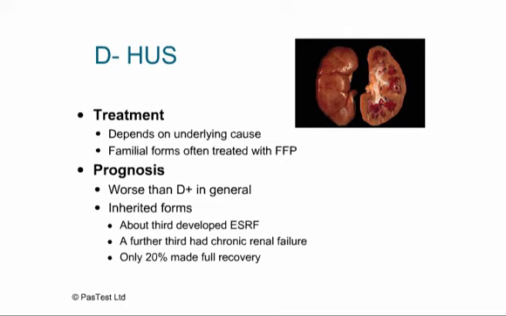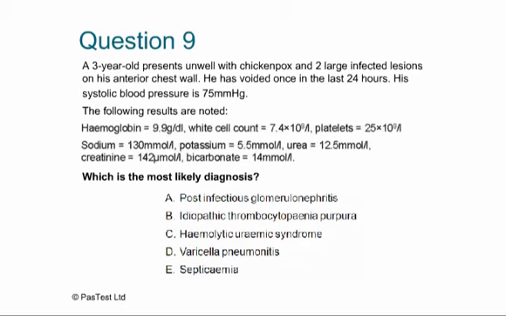Let's finish off with a question. Question 9. A 3-year-old presents unwell with chickenpox and 2 large infected lesions on his anterior chest wall. He's voided once in the last 24 hours. His systolic blood pressure is 75 millimetres of mercury. The following results are noted.